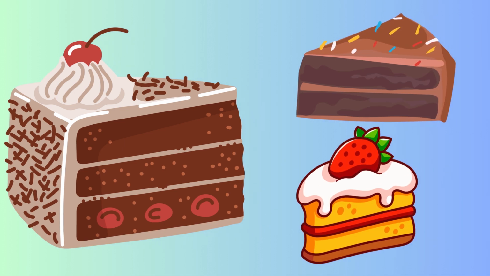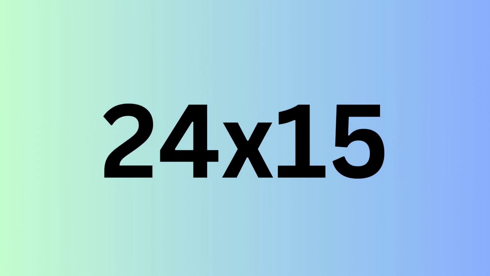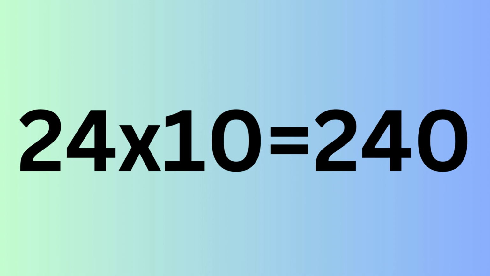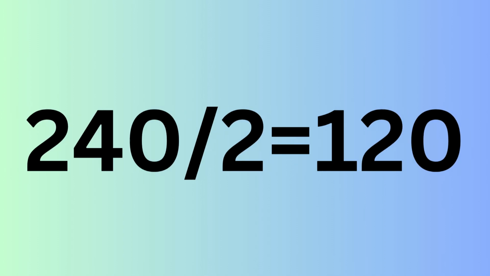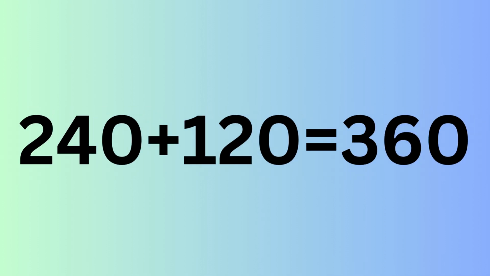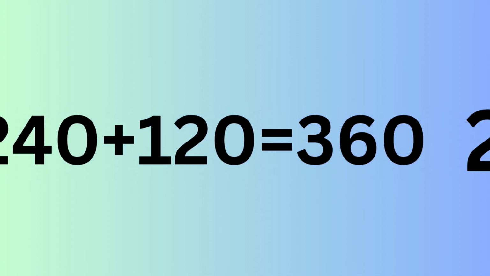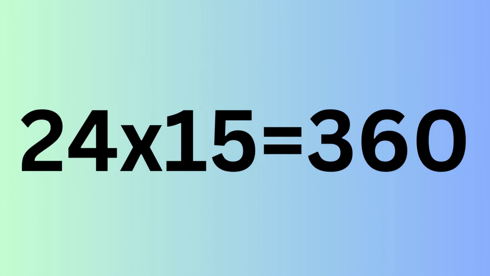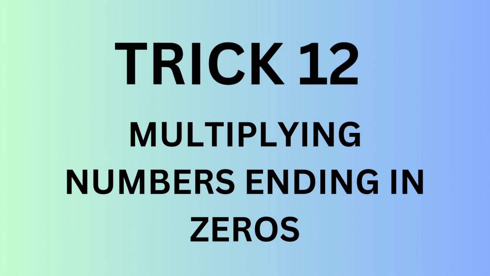Trick 11. Multiplying by 15 quickly. To multiply by 15, first multiply by 10, then add half of that number. Let's try 24 by 15. Multiply 24 times 10 is equal to 240. Add half of 240, 240 plus 120 is equal to 360. So, 24 times 15 is equal to 360. What a party trick!